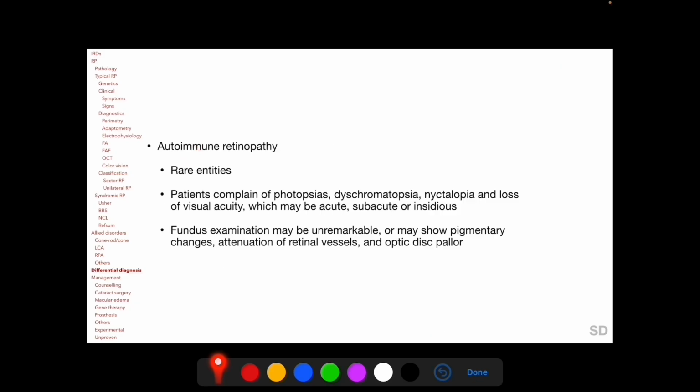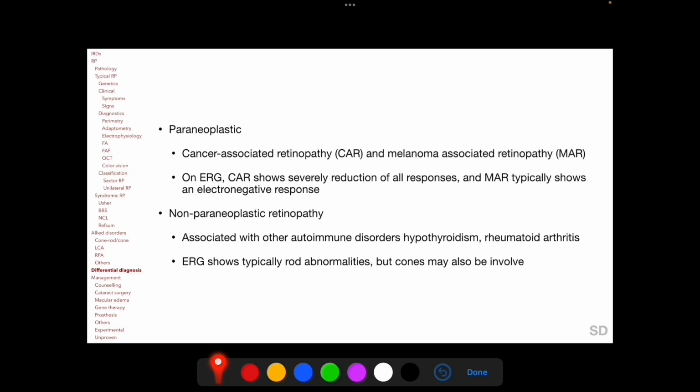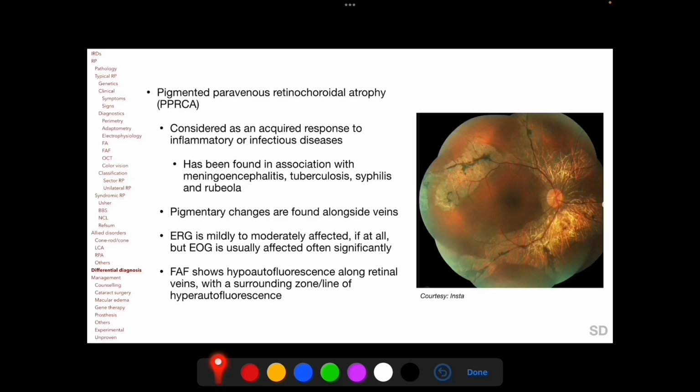Autoimmune retinopathies are rare entities which may show pigmentary changes in the fundus along with attenuation of retinal blood vessels and optic disc pallor, and we'll be discussing this group of entities in a subsequent session. And autoimmune retinopathies can be either paraneoplastic or non-paraneoplastic. Pigmented paravenous retinochoroidal atrophy or PPRCA is considered as an acquired response to inflammatory or infectious diseases.